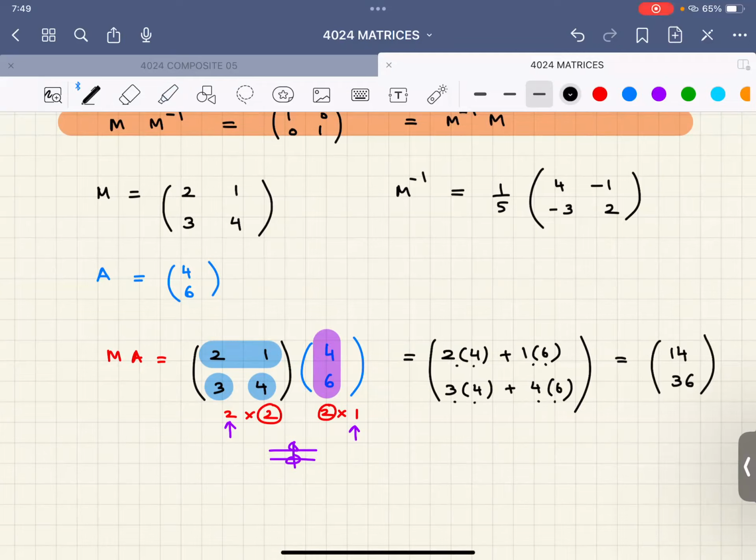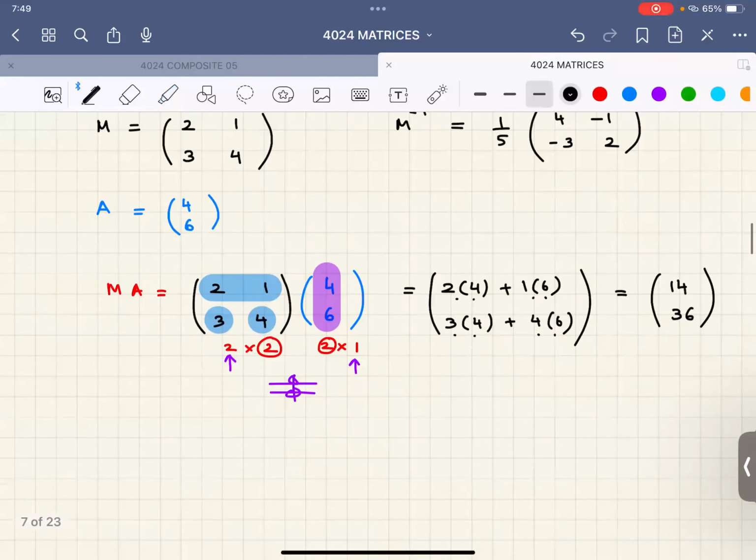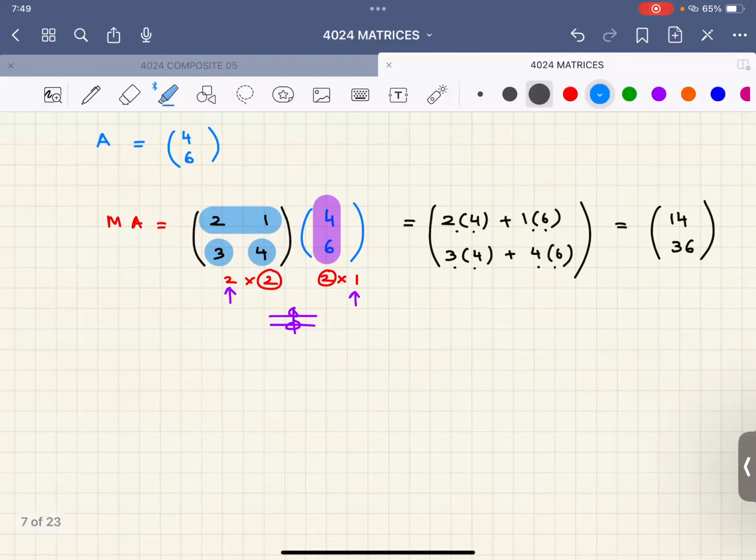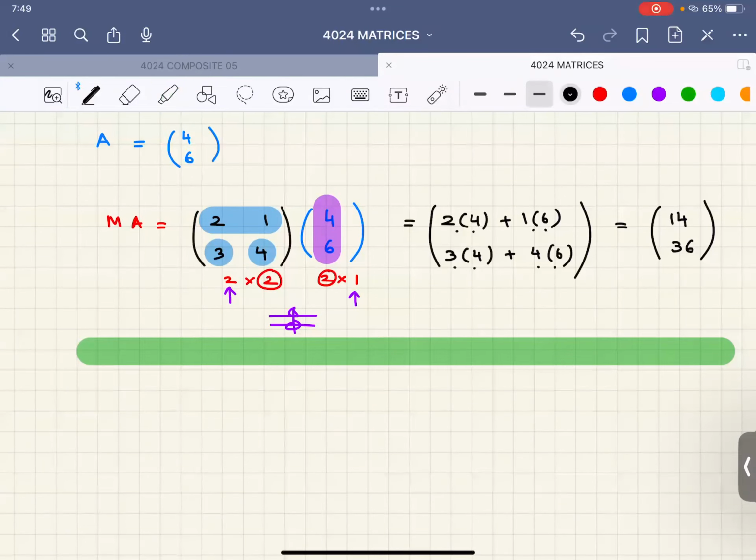Now, let me make a question out of it. How can an examination question be made out of it? Understand the process. The examination question can be something like this.